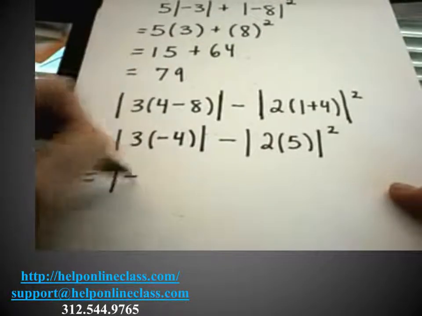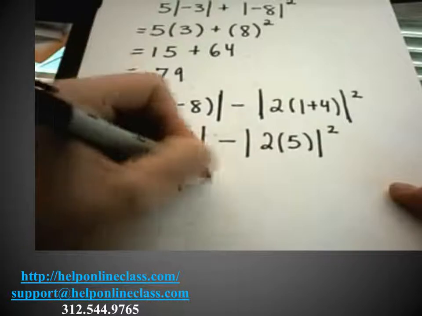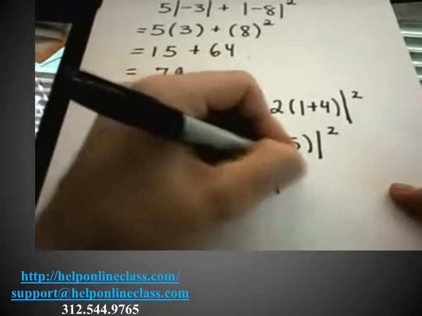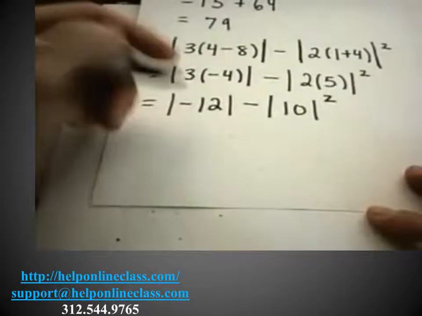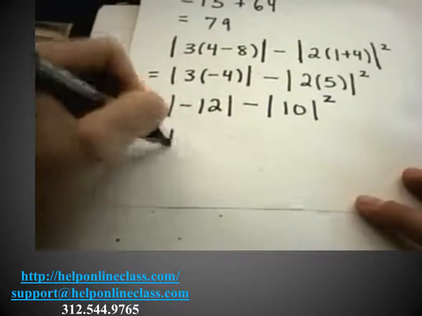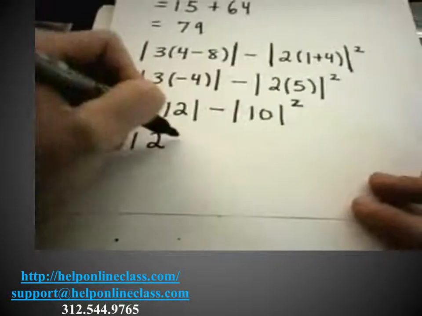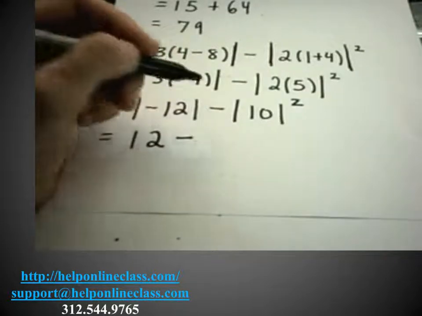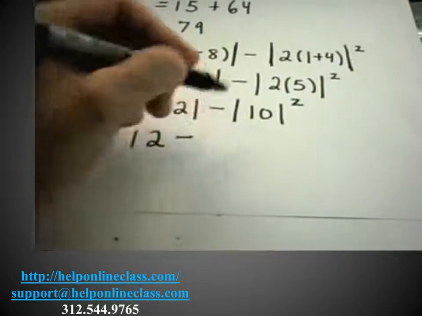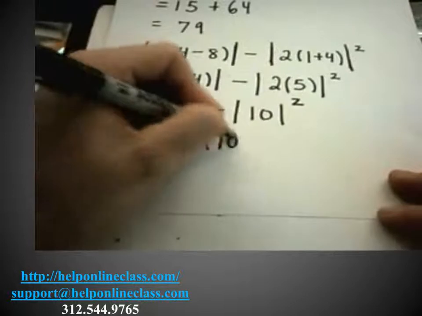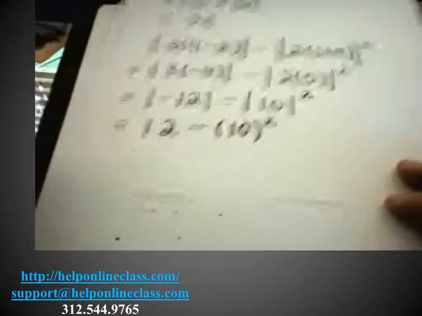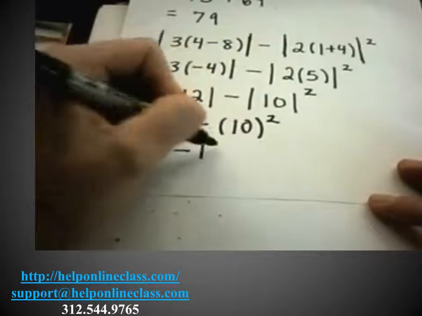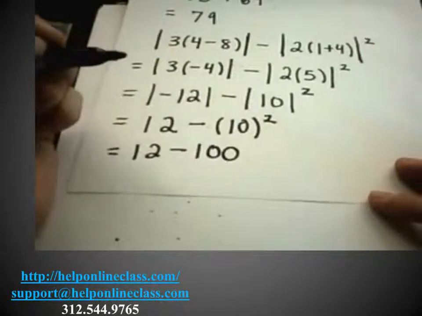So 3 times -4, that's -12. 2 times 5 is 10 squared. The absolute value of -12 is just plain old positive 12. The minus sign again is not inside the absolute value, so we'll leave that alone. And the absolute value of 10 is just 10. I still have to square that though. So 10 times 10 is 100.